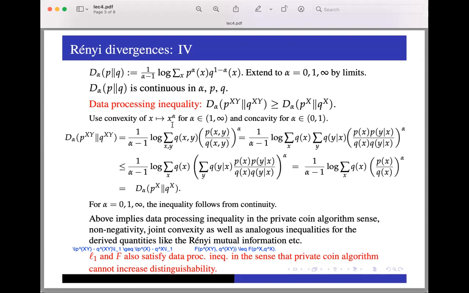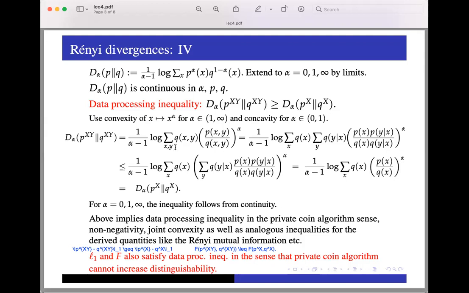It is easy to check that this is convex for alpha strictly between 1 and infinity, and for alpha strictly between 0 and 1, it is concave. Nevertheless, let's dive into the proof. So this is d alpha for pxy with respect to qxy. This is the expression. I'm just writing it in this funny form because I want to use convexity or concavity, as the case may be.